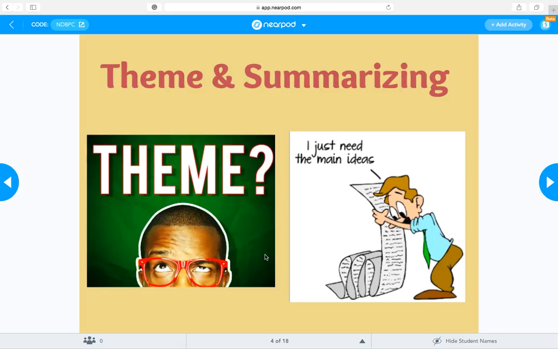In third grade, they do briefly go over theme and summarization, but of course, not every student will feel comfortable with these two ideas. And then my next picture, it just says, I just need the main ideas, which is kind of alluding to summarization.